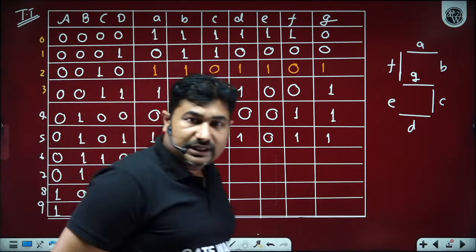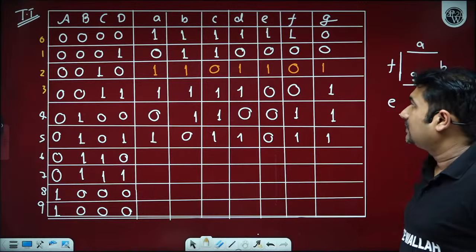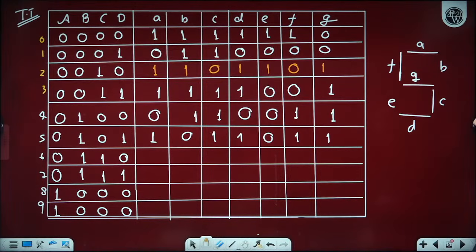To display, sir, A, D, E is low. Very good. Yes, Saroj. A, D, E is low for 4. For 5, we have B and E.